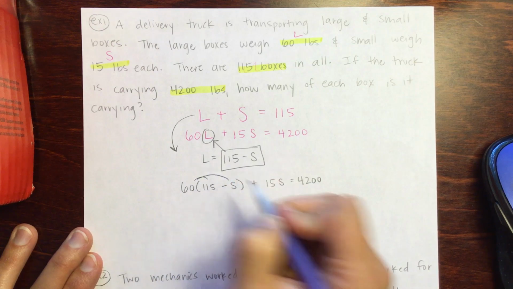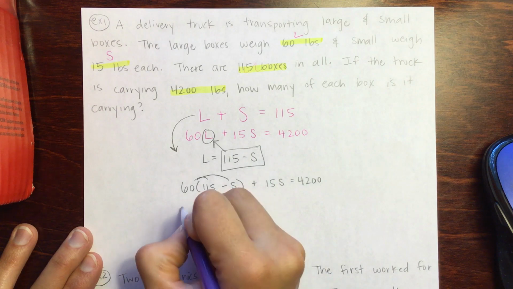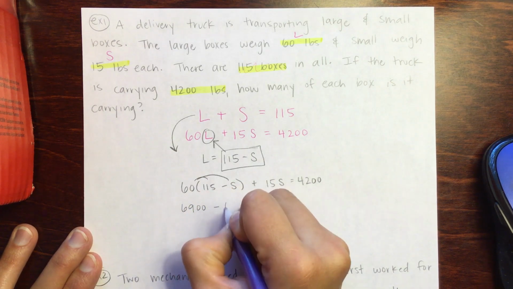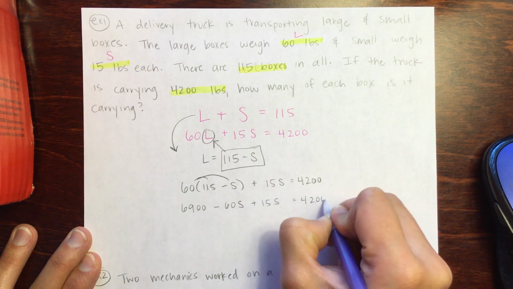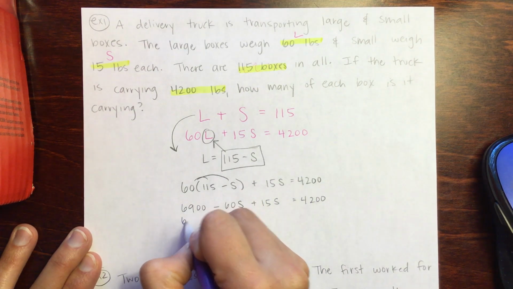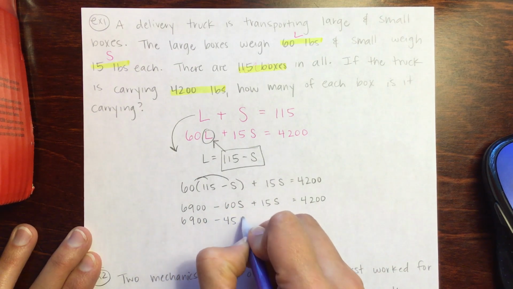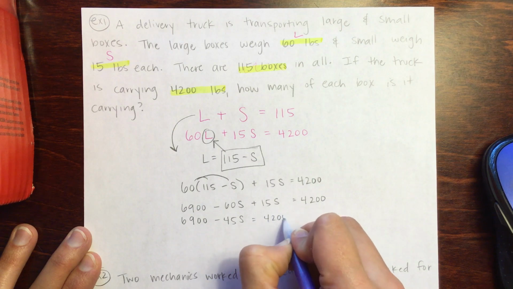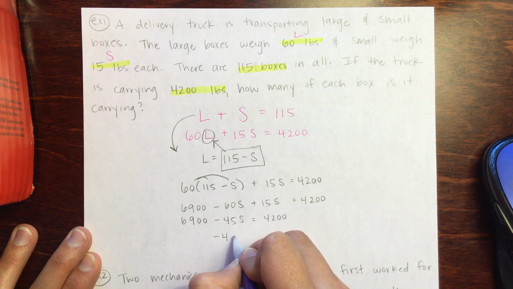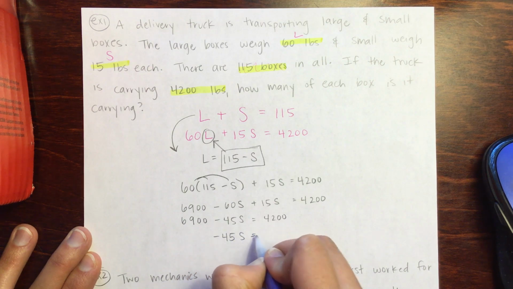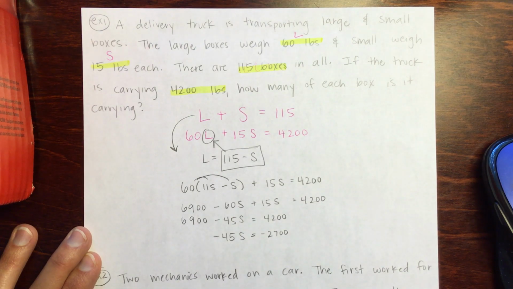Distribute your 60. Combine like terms. Both of my S's are on the same side of the equal sign, so I can just add them together. Solve for S, so I'm going to subtract my 6900 over to the other side and divide by negative 45.